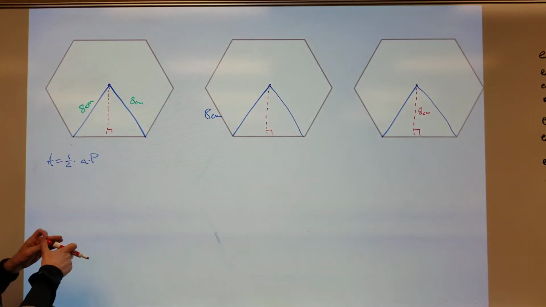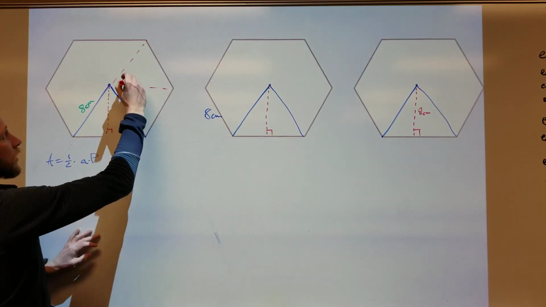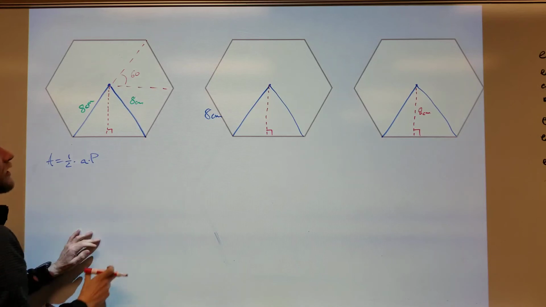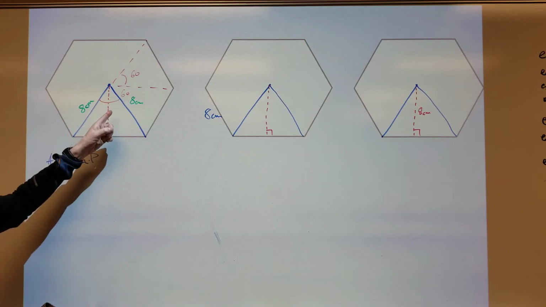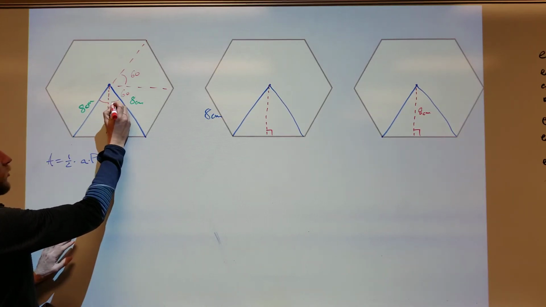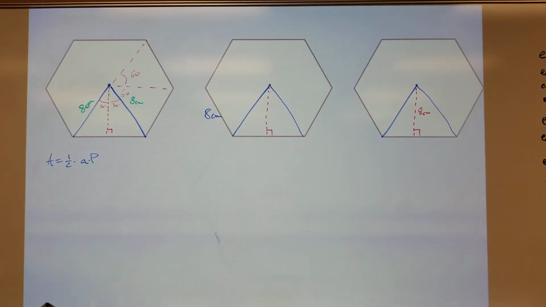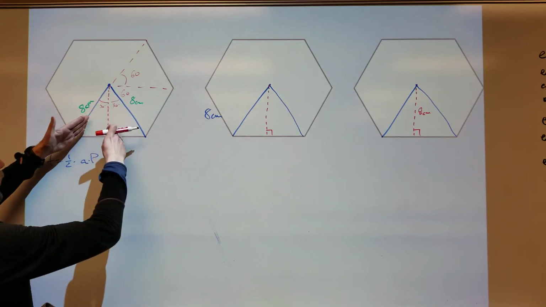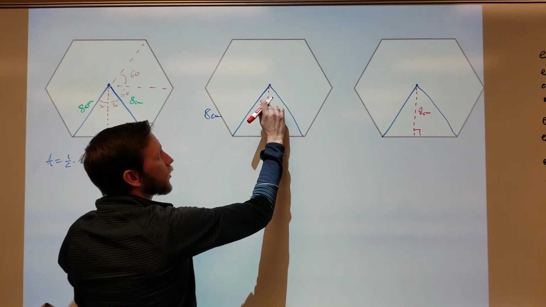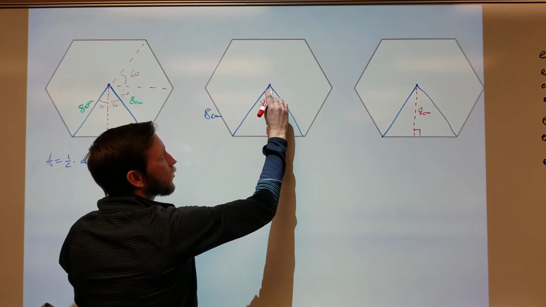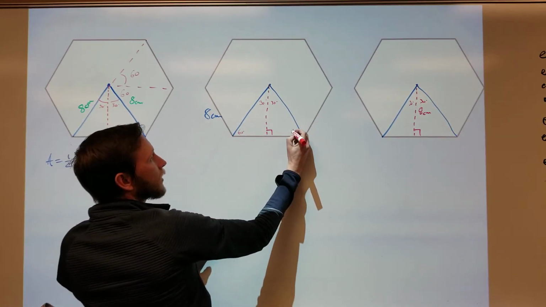The first thing I want to make mention of is the measure of one of these central angles. The measure of this central angle is 360 divided by 6, which is 60. This whole thing is 60, but this 60-degree angle got cut in half, so now this is 30 degrees, and this is 30 degrees. When I drew in that apothem, I cut that 60-degree angle in half. So now I know that this is a 30-degree angle, and therefore these triangles are 30, 60, 90.